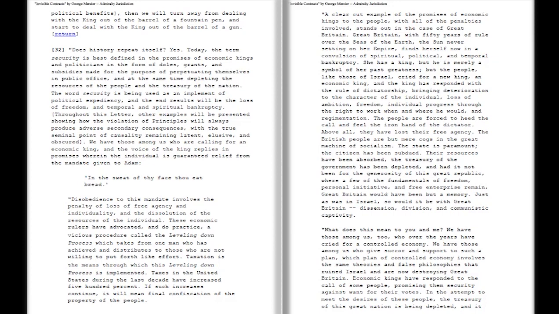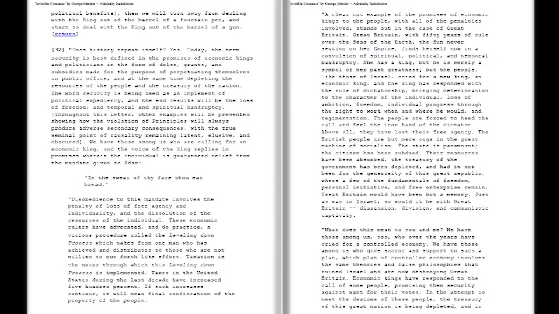Great Britain, with 50 years of rule over the seas of the earth, the sun never setting on her empire, finds herself now in a convulsion of spiritual, political, and temporal bankruptcy. She has a king, but he is merely a symbol of her past greatness, but the people, like those of Israel, cried for a new king, an economic king, and the king has responded with the rule of dictatorship, bringing deterioration to the character of the individual, loss of ambition, freedom, individual progress through the right to work when and where he would, and regimentation.